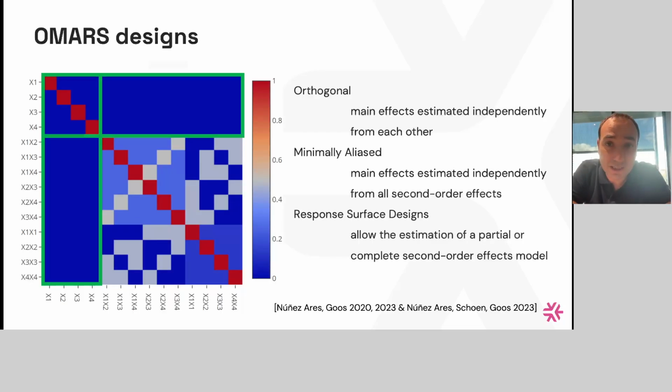OMARS designs stand for orthogonal, minimally aliased response surface designs. On the left-hand side, you can see a color map of a 4-factor OMARS design, and you can see the orthogonality properties. First, the main effects are orthogonal to each other, and they are also orthogonal to all second-order effects, so they can be estimated independently from each other and independently from all second-order effects. And it's a response surface design because you can estimate a partial or complete second-order effects model.